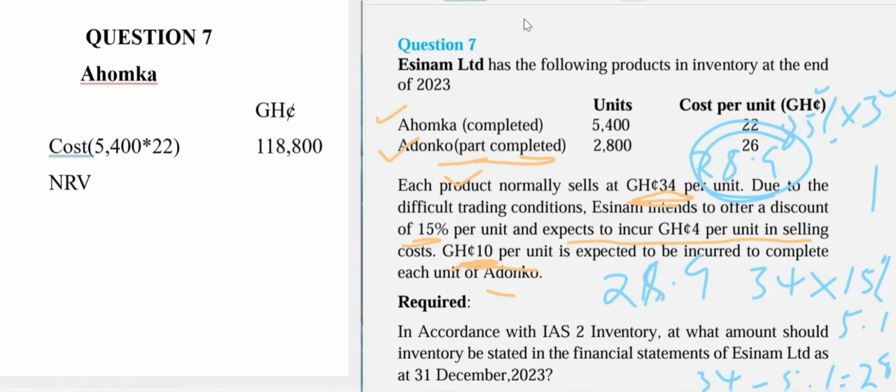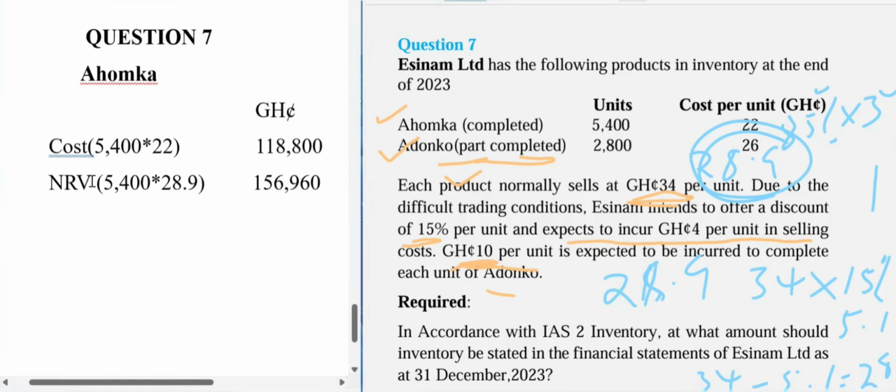Good. So for the NRV, let's come back here. We are going to have 5,400 times the selling price of 28.9 cedis, and that will give us 156,960, right? So this is the sales value.